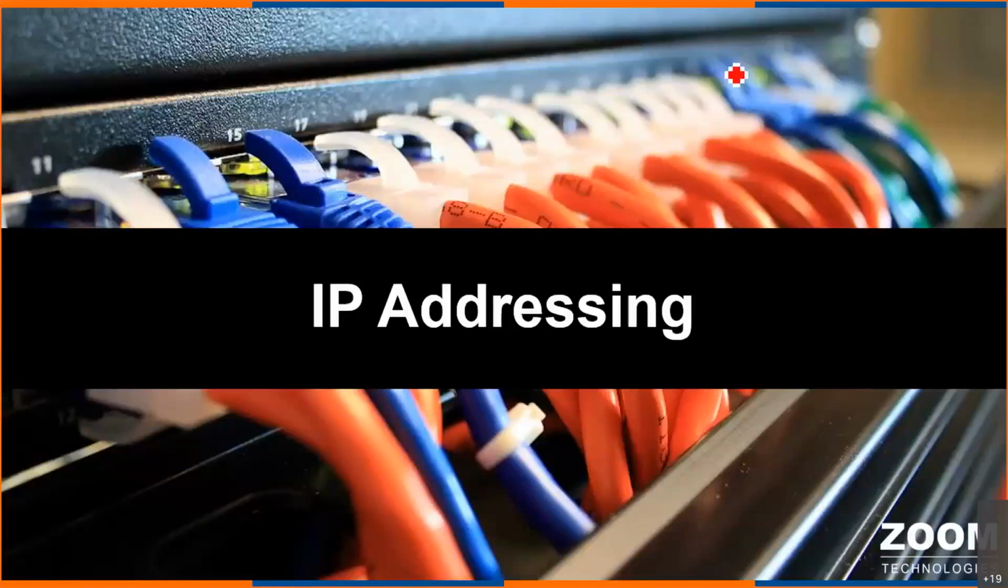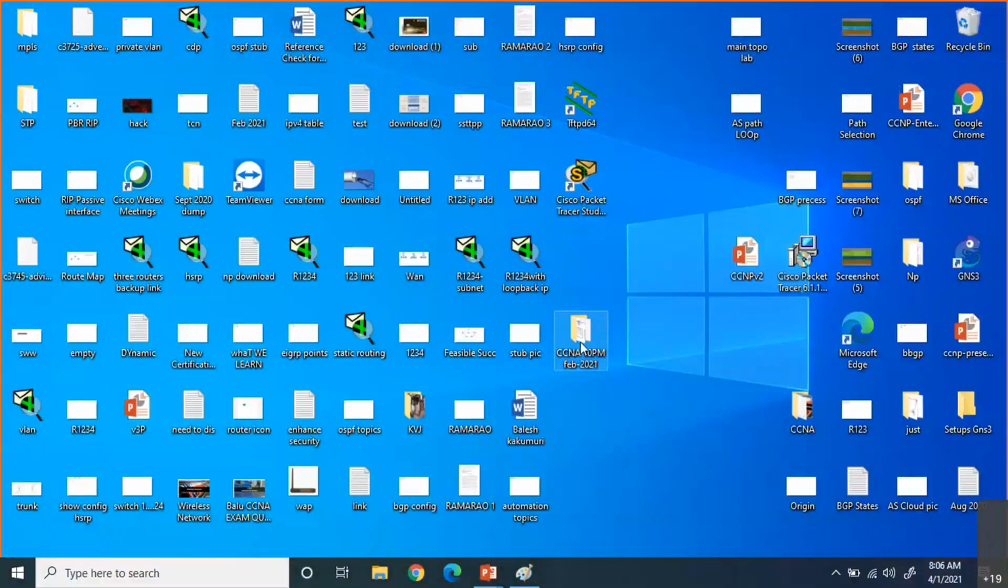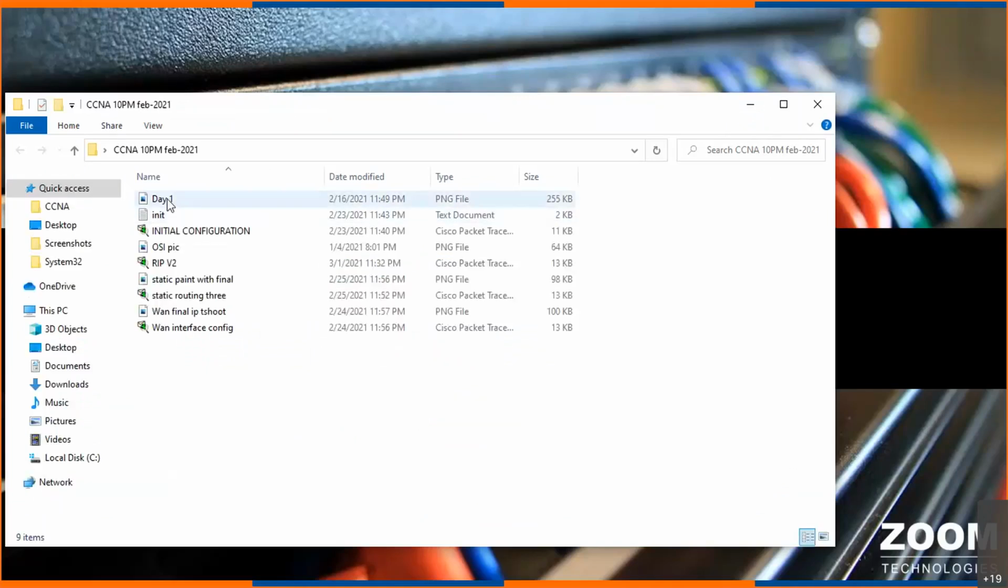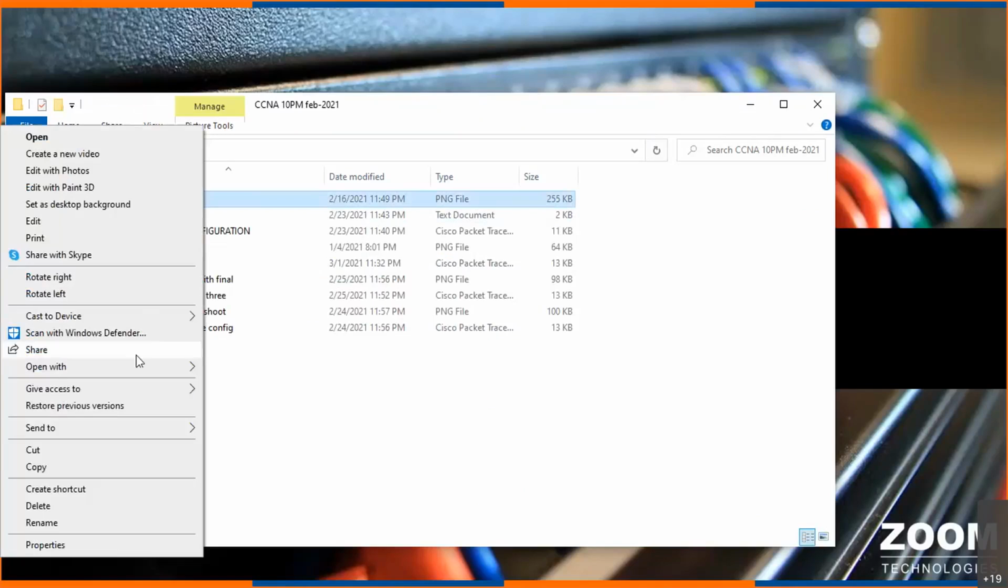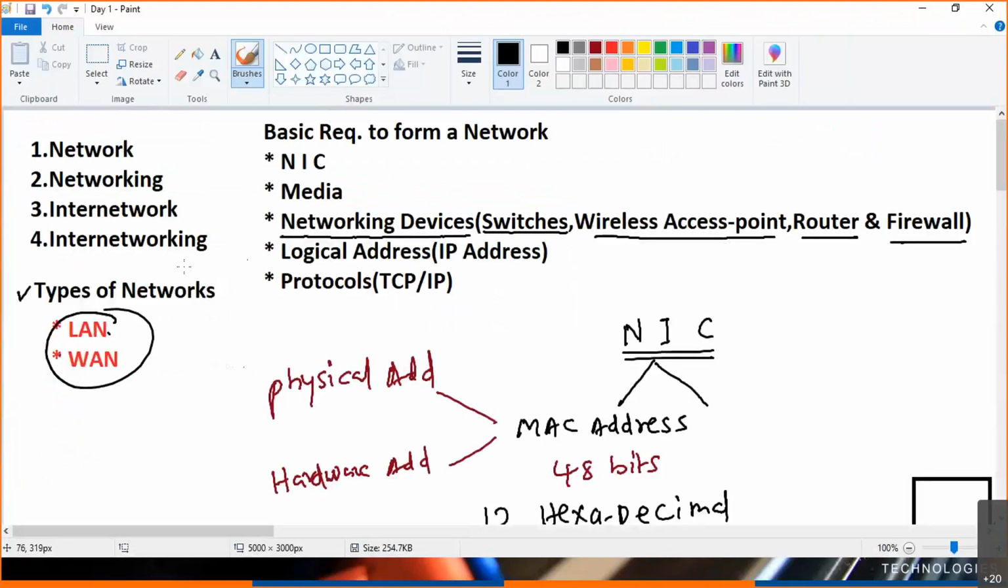So from the last two sessions, we have started to discuss network fundamentals. Day one: CCNA introduction, Cisco certification tracks, training program levels, and day-wise schedule. Network fundamentals started with what is a network, networking, internetworking, and types of networks, like roles and responsibilities of a network engineer, LAN and WAN, and basic requirements to form a network.